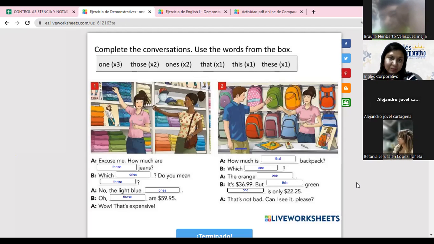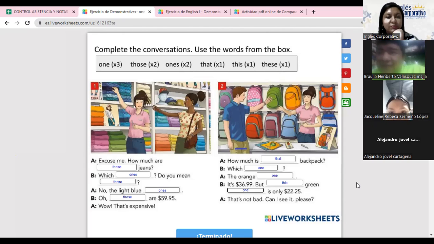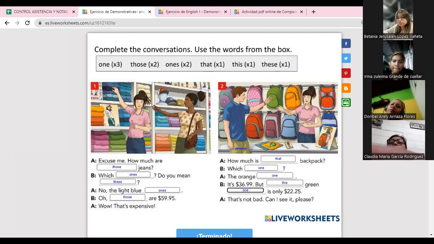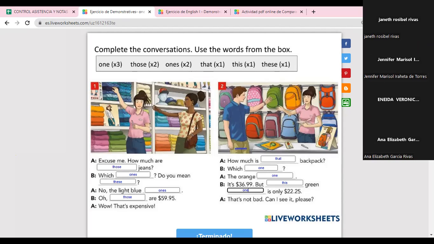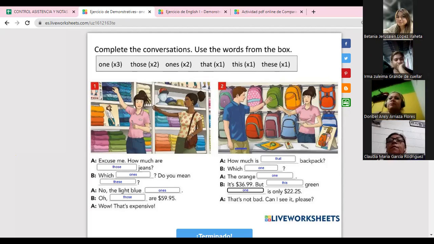Excuse me, how much are those jeans? Which ones do you mean, these? No, the light blue ones. Oh, those are $59.95. Whoa, that's expensive. Thank you, Alejandro and Braulio. Second conversation. Two volunteers. Okay, Jacqueline, Rebecca.